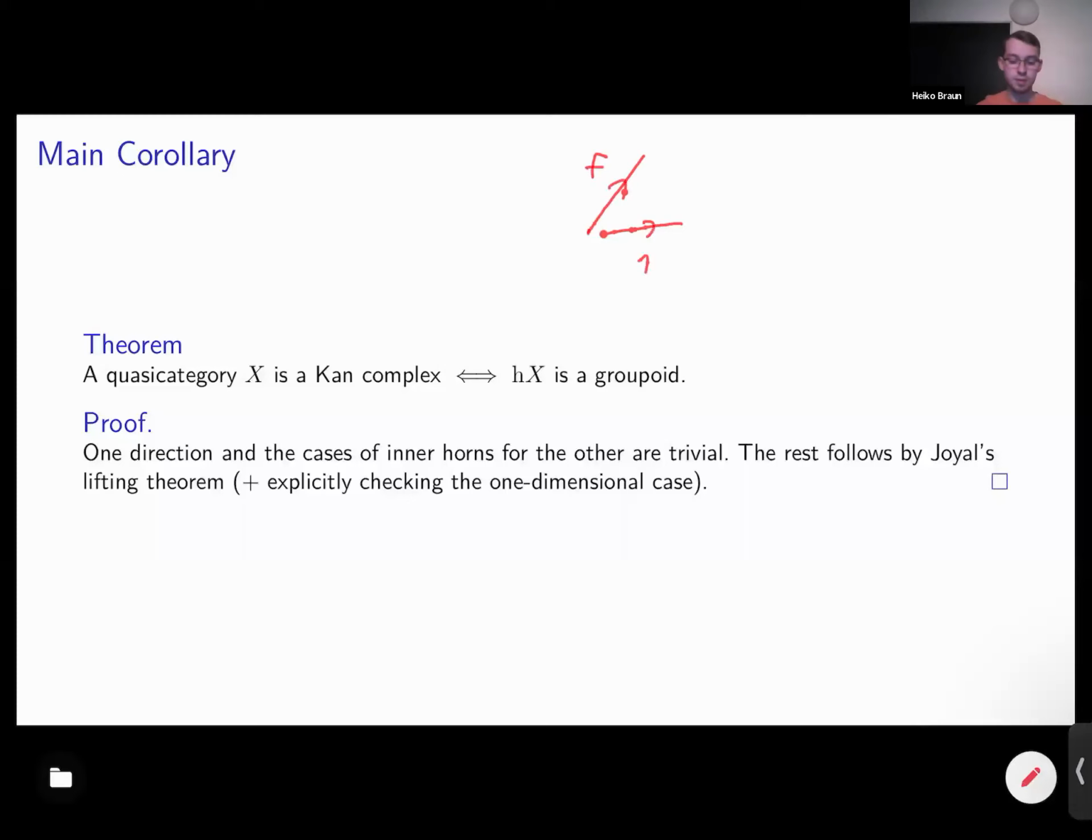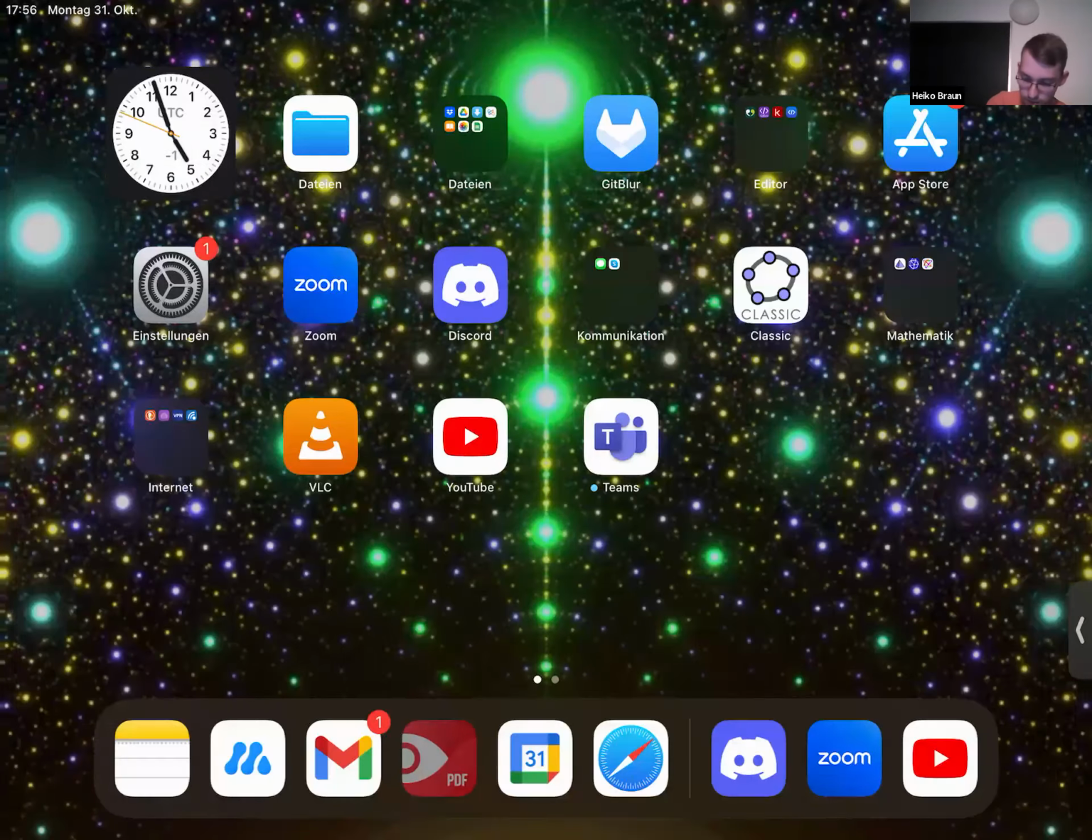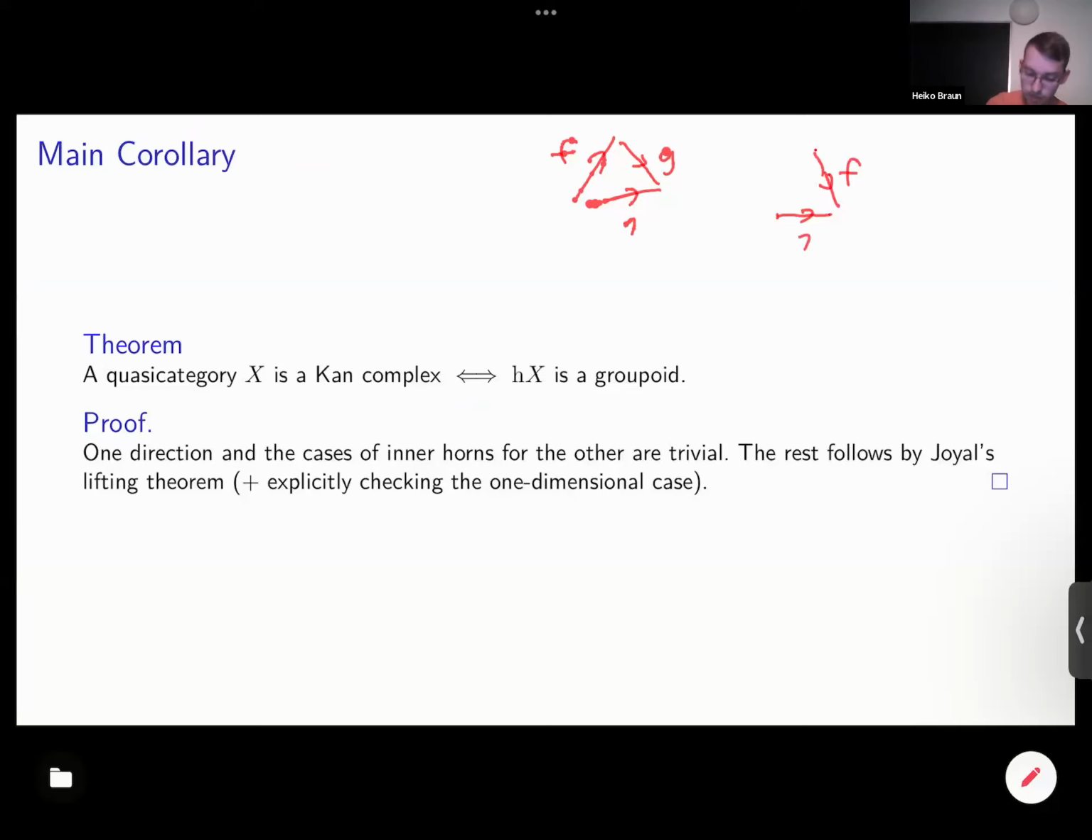This is a lifting problem. Here's some f, and we can take the identity, and when we now find a lift, a filler for that, it's necessarily an inverse of f. And similarly, when we consider the other side, we can always consider the lift with the identity, and a filler will always be an inverse. So it is absolutely necessary that we must be able to lift the two-dimensional horns.